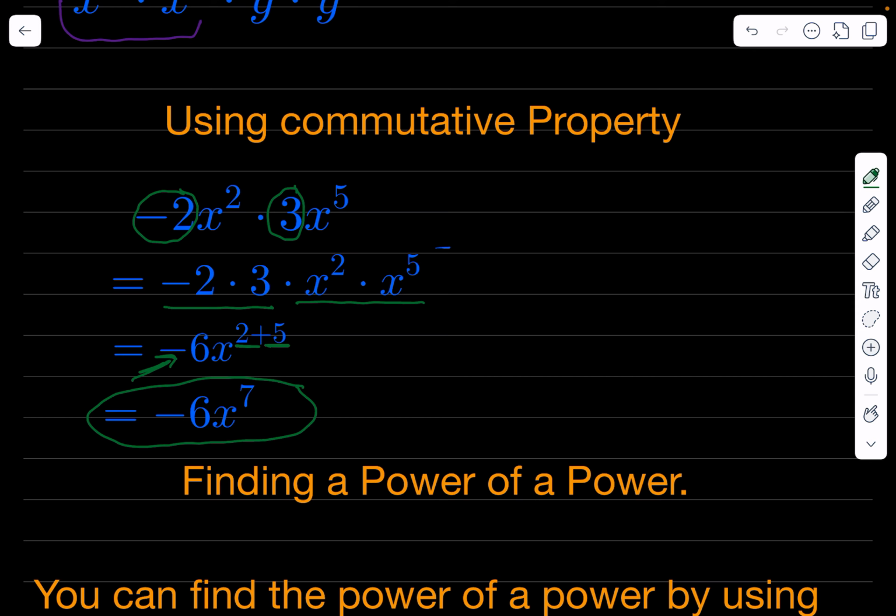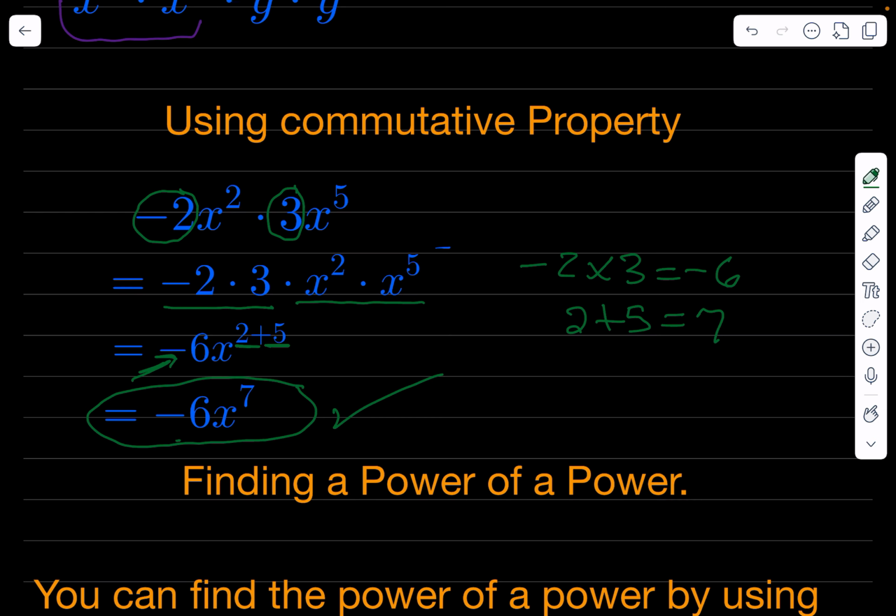Going back, looking at our arithmetic. And this is why we show our work, because I can look back at my work and I can check to see that I didn't make a mistake. -2 times 3 is -6. 2 plus 5 is equal to 7. And I've got -6x to the 7th, so I feel good about my work.